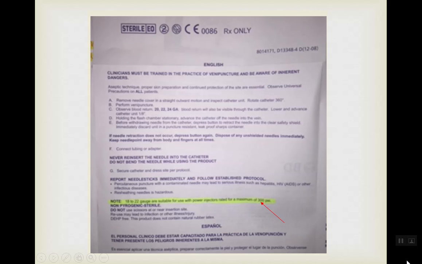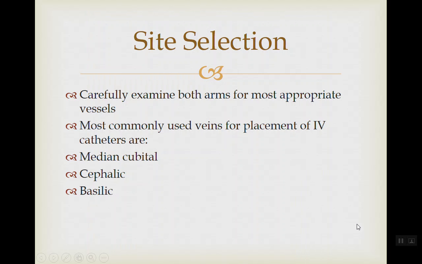But this is the insert from a 18 to 22 gauge needle. It tells you that they're suitable for use with power injectors rated for a maximum of 300 psi. So we just want to make sure that we're not going above the recommendation from the manufacturer with pressure. We'll talk about that in a couple weeks.